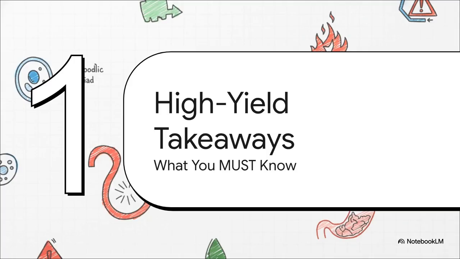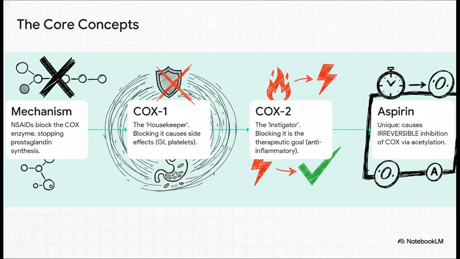Okay, let's bring it all home. Time to consolidate everything into the absolute must-know, high-yield points, especially if you're studying for your boards. First, the main mechanism. NSAIDs block COX, and that stops prostaglandin production. Got it. Second, the two isoforms. COX-1 is the good guy housekeeper, protecting the gut and helping platelets. Blocking it is what causes the nasty side effects. Third, COX-2 is the bad guy instigator that shows up with inflammation. Blocking it is our therapeutic goal.